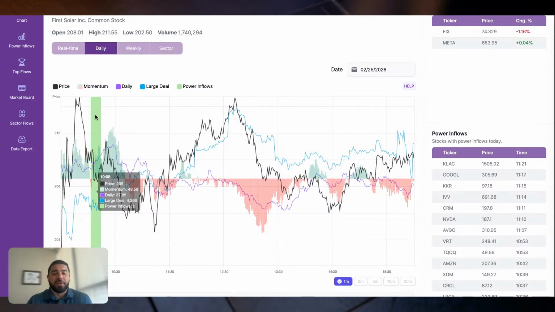And then lastly, I want you to see this vertical green bar here. We call this our power inflow signal. A power inflow signal, we provide within the first couple hours of the trading day for select stocks that have generated a real significant shift in the order flow from negative to positive. Essentially, what we're saying here is based on the order flow, we're expecting a high likelihood that the stock will rise shortly following that signal. And it's, again, all based on that order flow shift we're seeing.